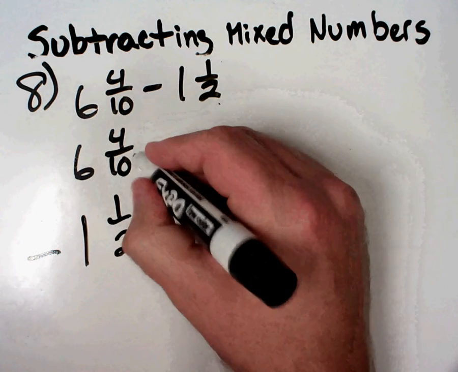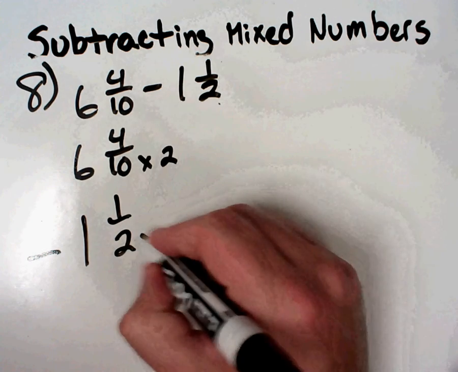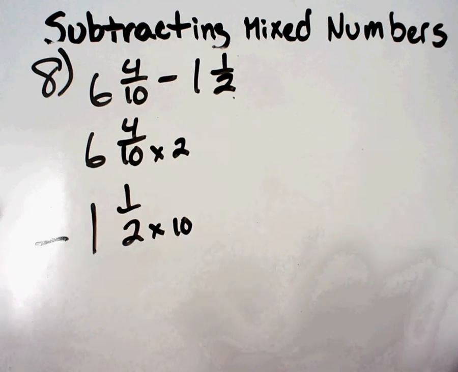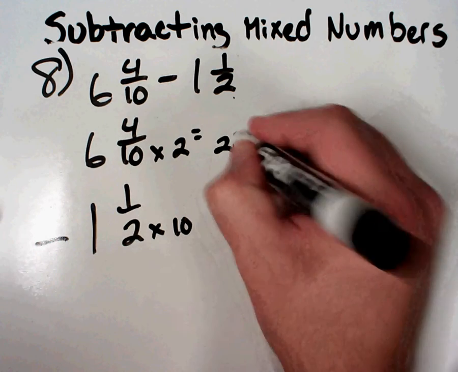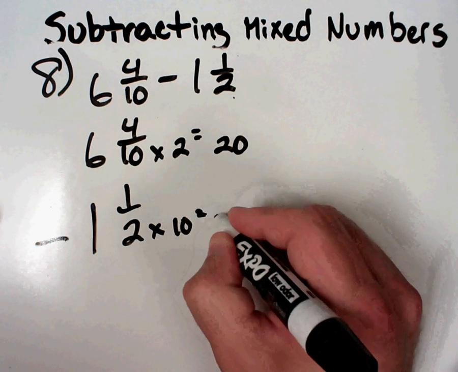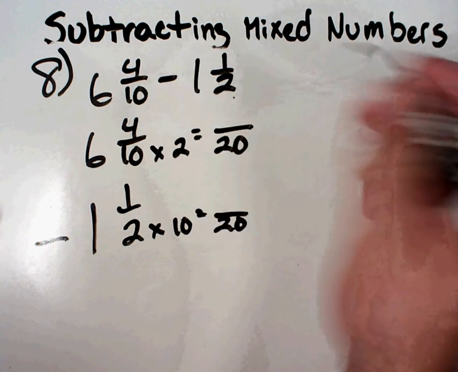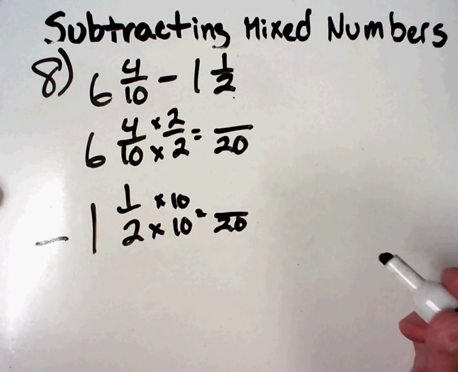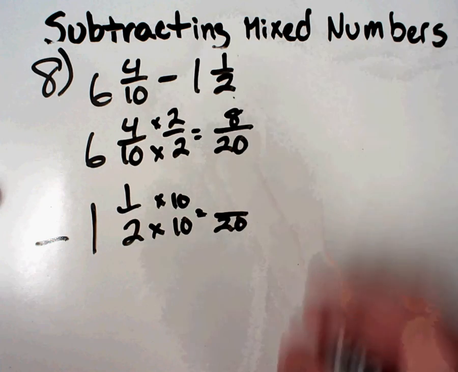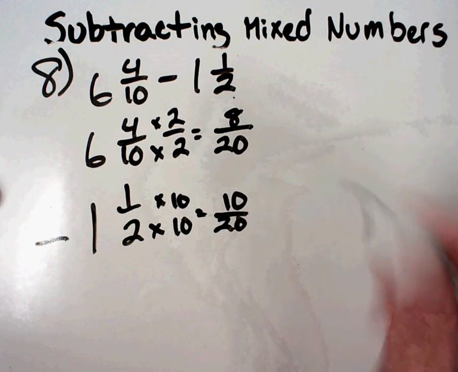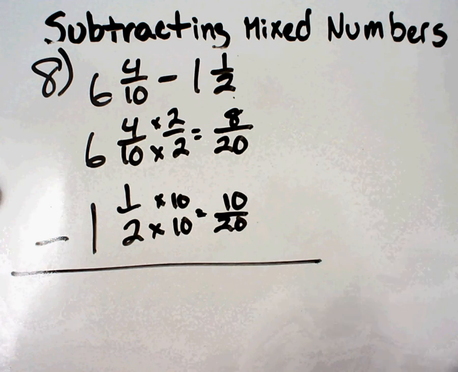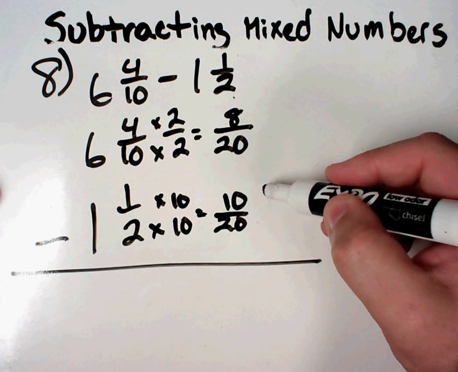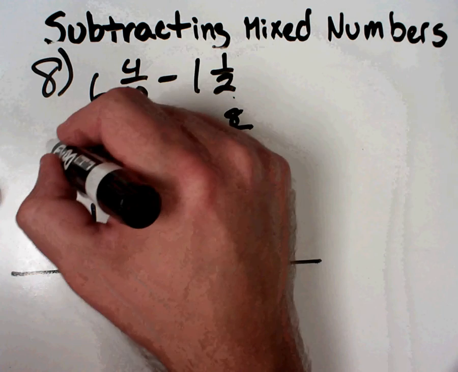So we're going to multiply the denominators like we have done. So 10 times 2 and then 2 times 10. So our common denominator is going to be 20. Whatever I do to the denominator, I must also do to the numerator. So 4 times 2 gives me 8. 1 times 10 gives me 10. Because 8 is less than 10, I must also regroup. So my 6 becomes a 5.